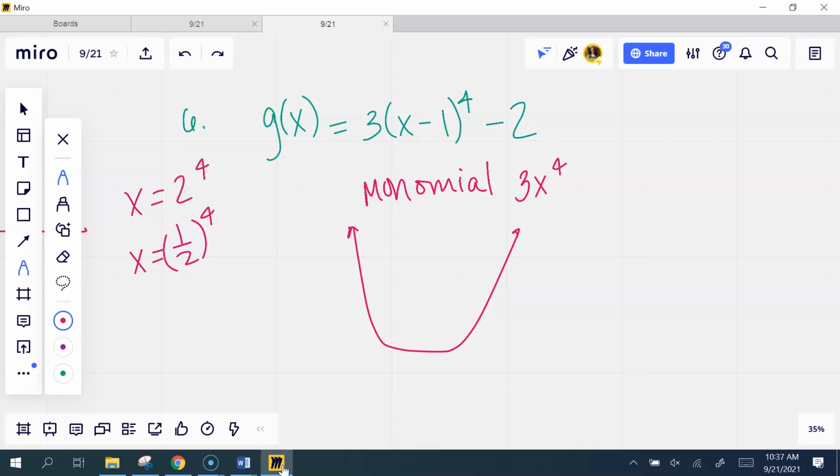What would I need to do to transform this to get it to the green equation here? If this is 3x to the fourth, what are the transformations that would lead me to the green function? Y'all can do this. Down 2 and right 1.